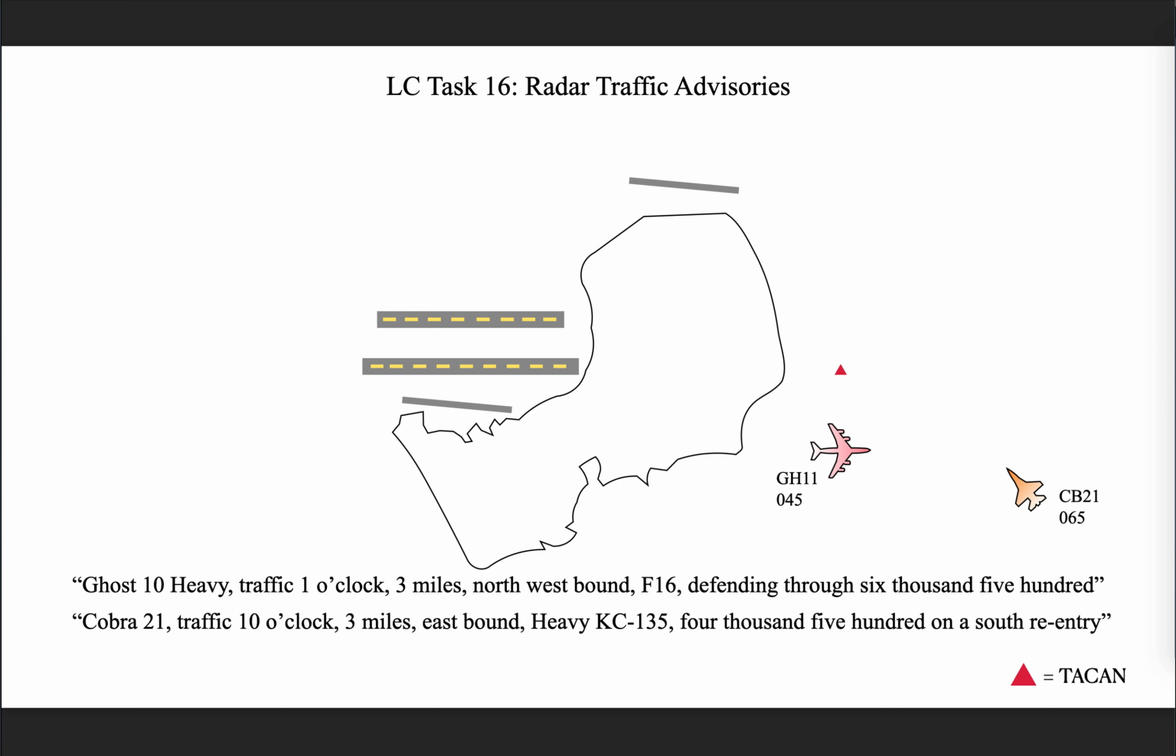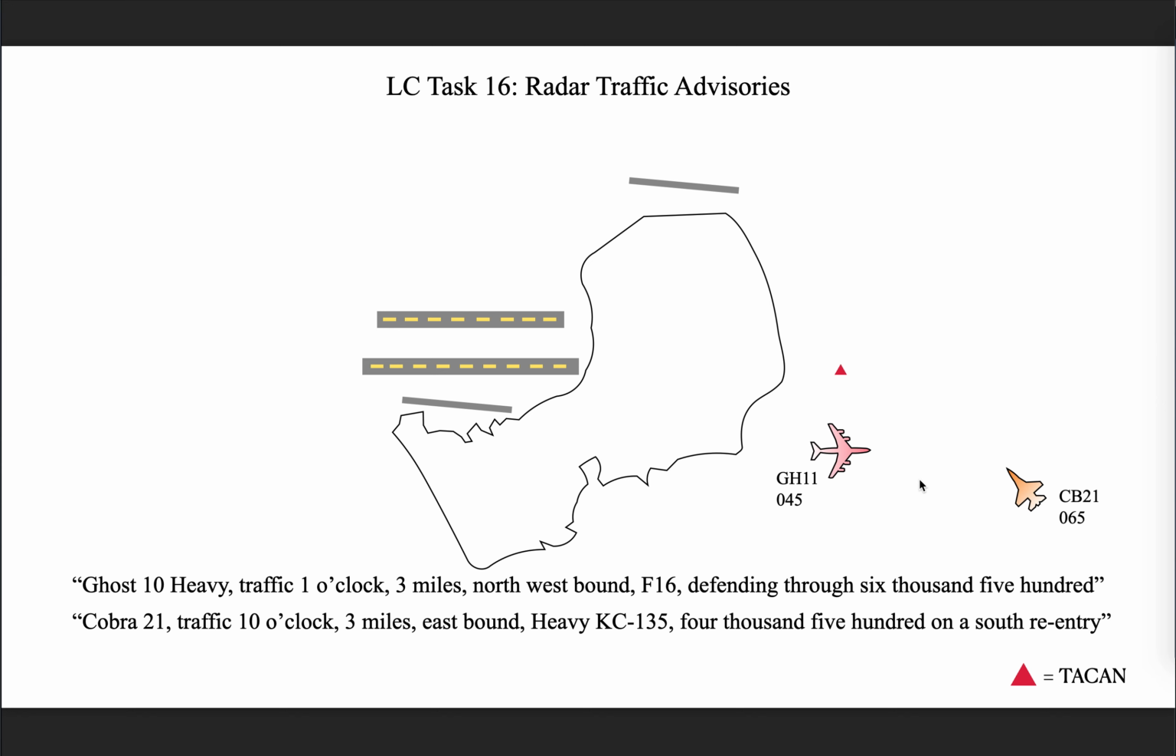If you're doing a radar traffic call, in this example, we have Ghost 11 Heavy, a KC-135 outbound on a south reentry past the TAC end. And then you have Cobra 21 probably coming out of the west range, inbound from Sport for a straight-in. This is a scenario where we have to issue traffic. Other than a normal scenario where you'd have maybe a VFR traffic call, this may not warrant that because they're not close enough to issue a pertinent VFR traffic call. But this is a good case where you're going to want to issue an IFR traffic call.